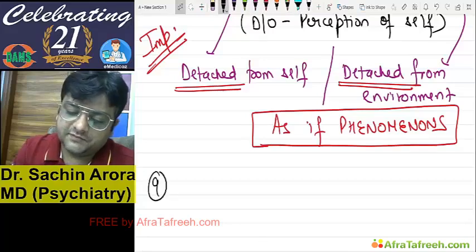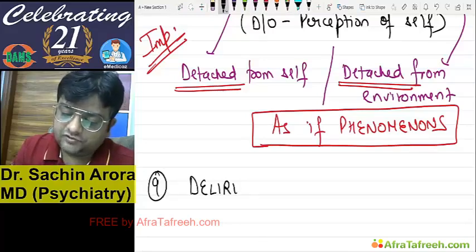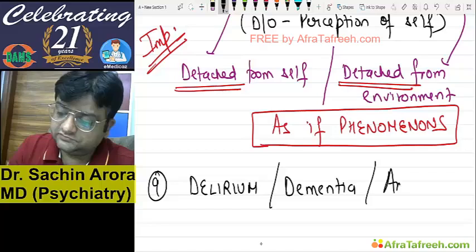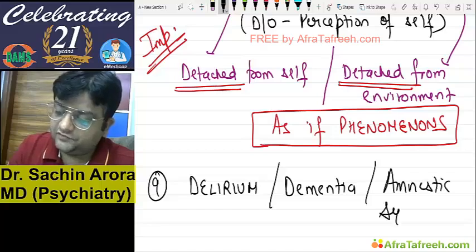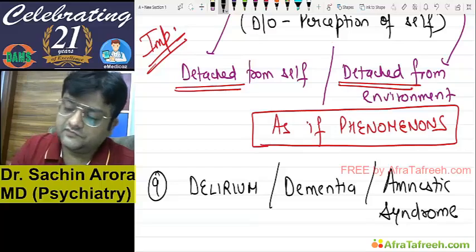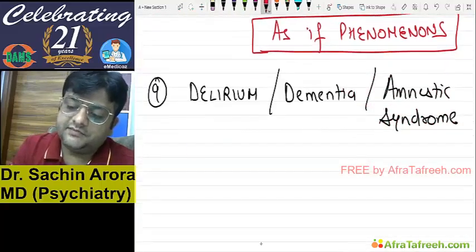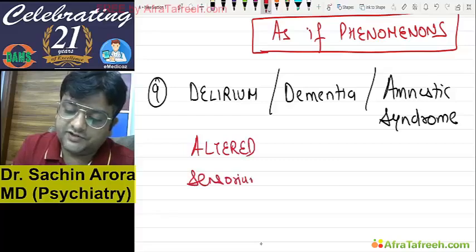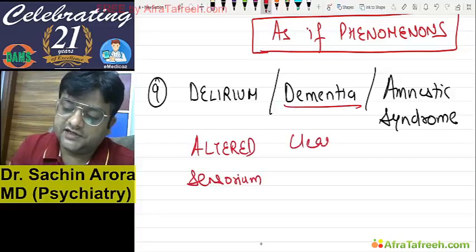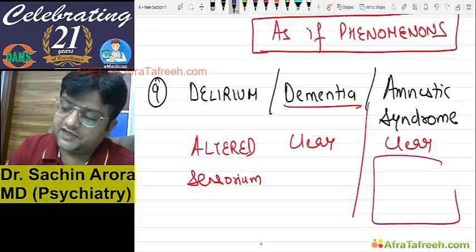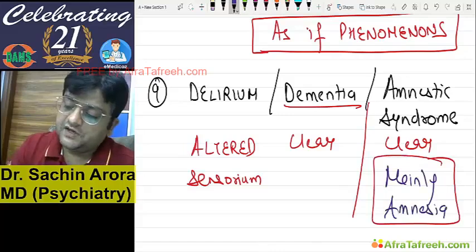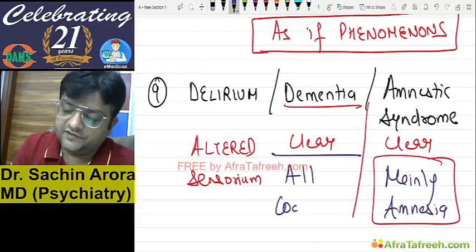Case number 9. How to differentiate delirium, dementia, amnestic syndrome. Delirium has altered sensorium, so whenever the patient is having disorientation. Dementia has clear sensorium. Amnestic syndrome also has clear sensorium. Amnestic syndrome has mainly amnesia, and in dementia all cognitive functions are affected.